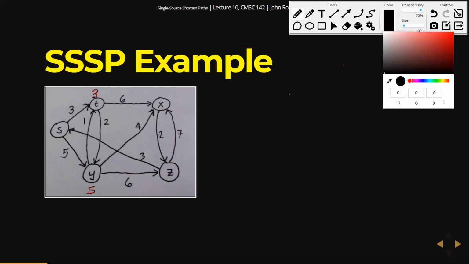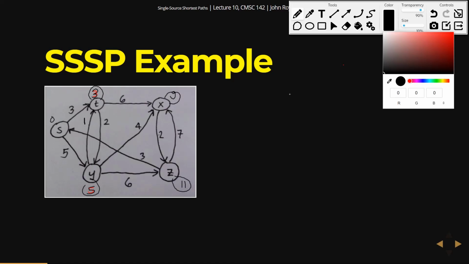Going to X would cost 9, right? So either S, T, X, which is 9, or S, Y, X, which is also 9. And then finally here, this would cost how much? 11, right? Because either you pass through S, Y, Z, so that's 5 plus 6, 11, or it could also be S, T, X, so that's 9 plus 2, that's also 11, so Z. So the shortest path costs would be 3, 9, 11, and 5 if S was our source vertex.